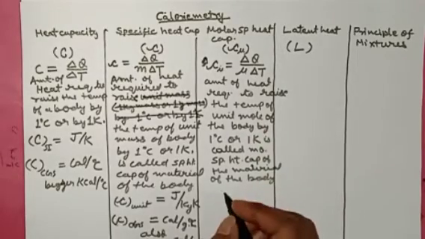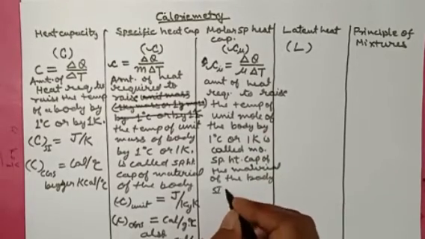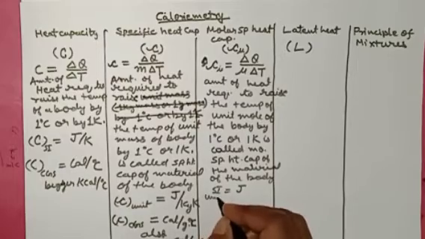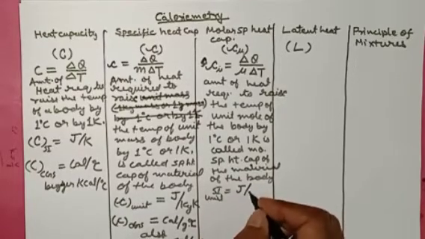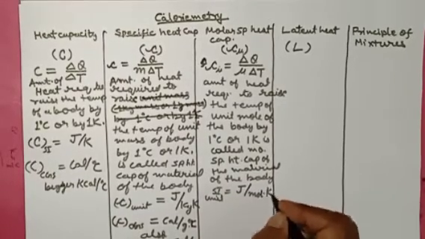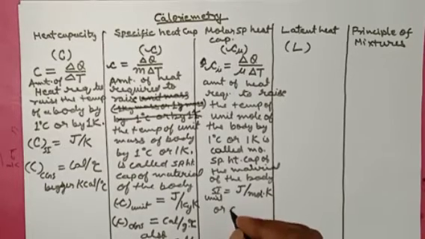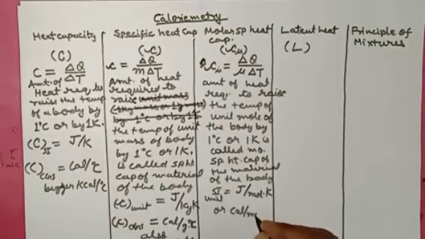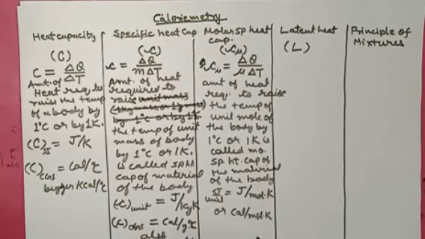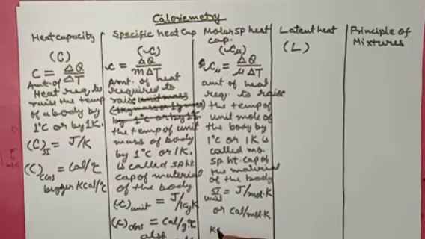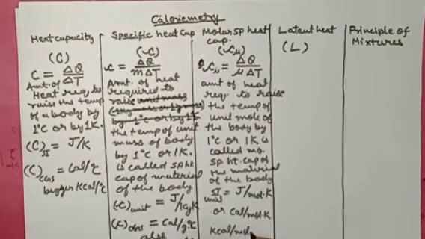So its SI unit will be joule per mole Kelvin, or in CGS units it is calorie per mole Kelvin. Also it is kilocalorie per mole Kelvin.